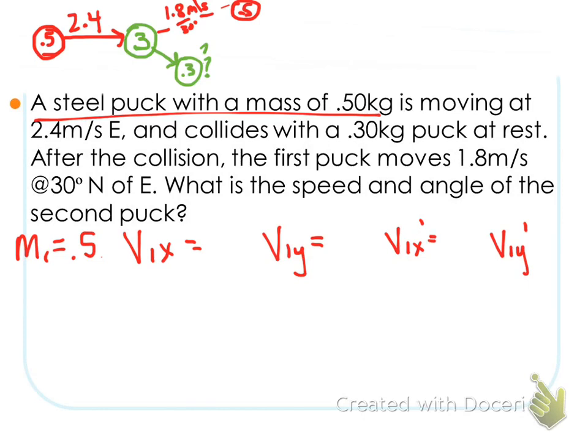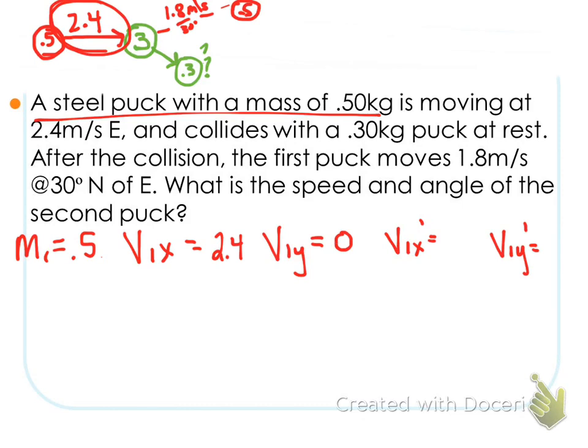Okay, as we start getting all of our variables picked out, now let's start putting numbers with them. We can't just have an initial velocity of the first object. Now we have to have it in the x direction and the y direction. It tells us that our first object was moving 2.4 meters per second east. So is that an x velocity or a y velocity? X. And is it a positive x velocity or a negative x velocity? Positive 2.4. Is that object moving in the y direction at all before the collision? No. So that means v1y is 0. Does that make sense?